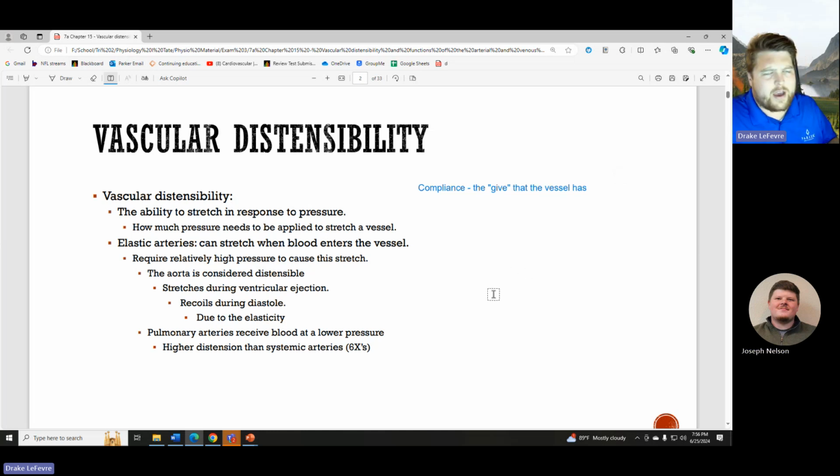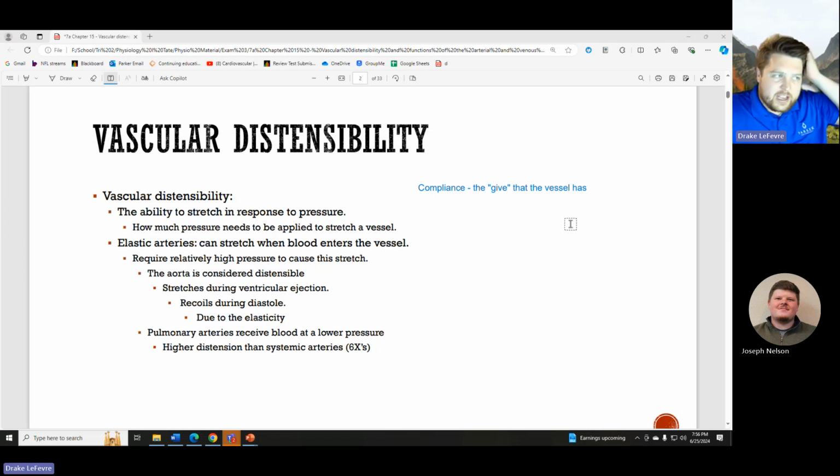distensibility. If you start thinking about medical type stuff, if you say, oh, their stomach is distended, it's bulging out, it's bigger, it has more pressure against it. The same thing applies when we talk about blood vessels and blood pressure. What we measure with blood pressure is how much force, how much pressure the blood is pushing onto the blood vessels, specifically the arteries.